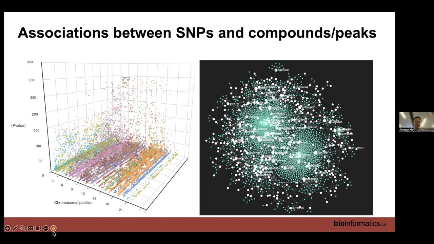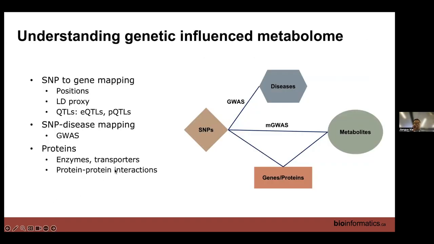So this is a lot of studies. We are collecting all the data. We also want people to understand how genetic changes actually impact metabolic changes, okay? So the link is from SNPs to metabolites. And we know that from SNPs to metabolites, there is a GWAS study and there is statistical analysis of the association.